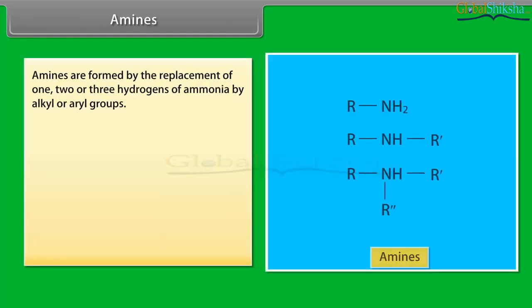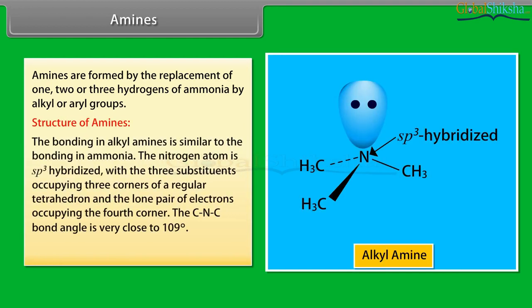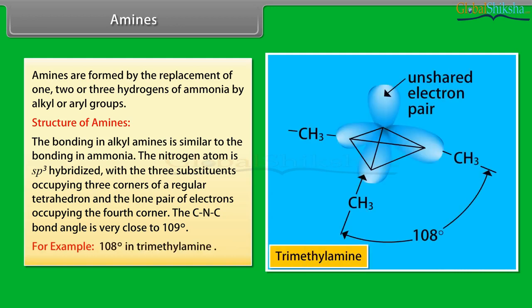Amines. Amines are formed by the replacement of 1, 2, or 3 hydrogens of ammonia by alkyl or aryl groups. Structure of amines. The bonding in alkyl amines is similar to the bonding in ammonia. The nitrogen atom is sp3 hybridized with the 3 substituents occupying 3 corners of a regular tetrahedron and the lone pair of electrons occupying the 4th corner. The C-N-C bond angle is very close to 109 degree. For example, 108 degree in trimethylamine.